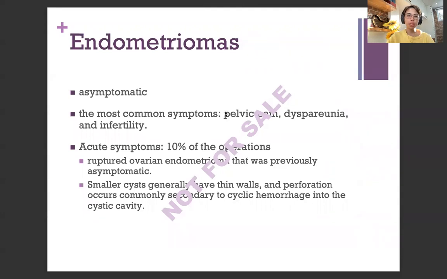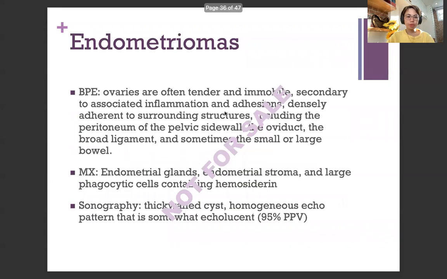Next, after teratoma is endometrioma. It's asymptomatic also for some, but if there are symptoms, because these are ectopic endometrial glands and stroma, patients complain of pelvic pain, dyspareunia, and infertility. Acute symptoms cause 10% of operations, especially when there is rupture and perforation, okay, due to cyclic hemorrhage. Usually, patients complain of severe pain at the start or during menstruation, okay? It can be very severe. The pain can be very severe.